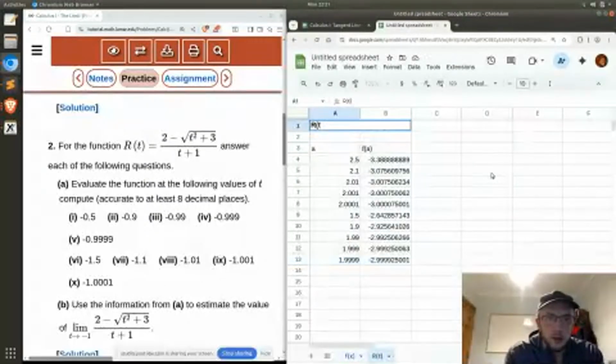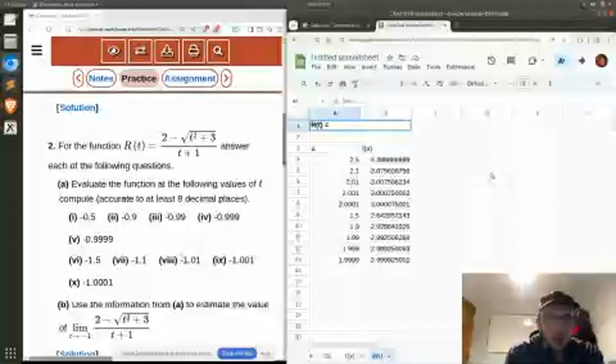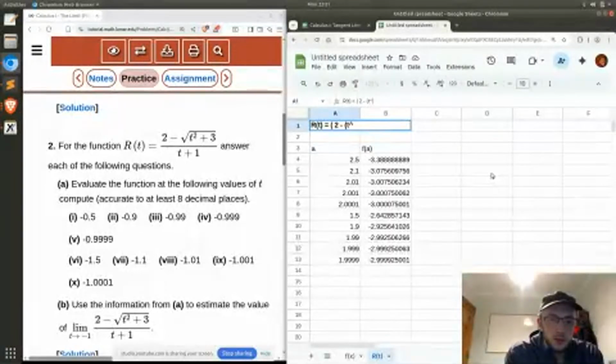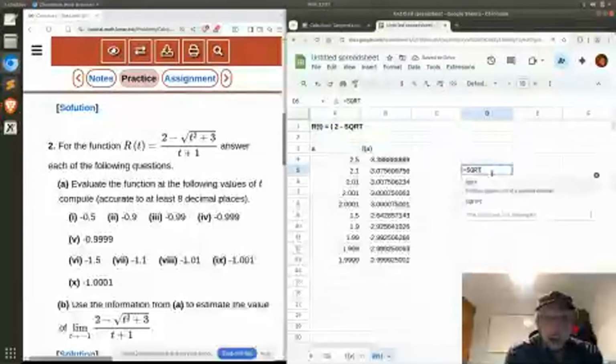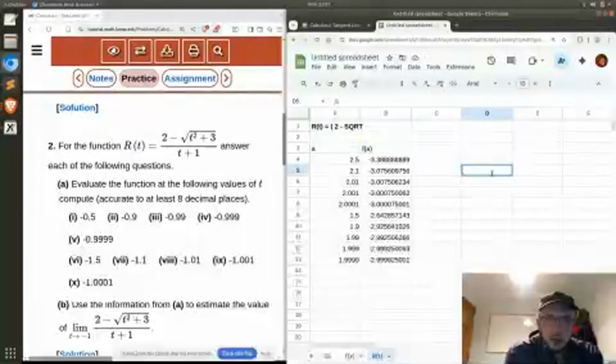So we write it in to take, wait, is square root a legitimate function on here? Good. All right, so it is.